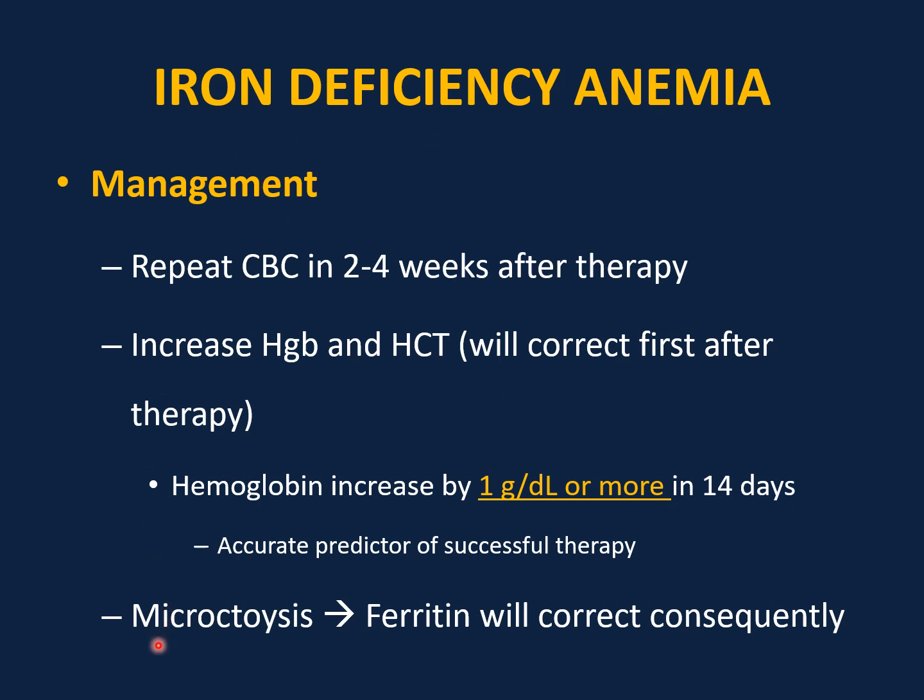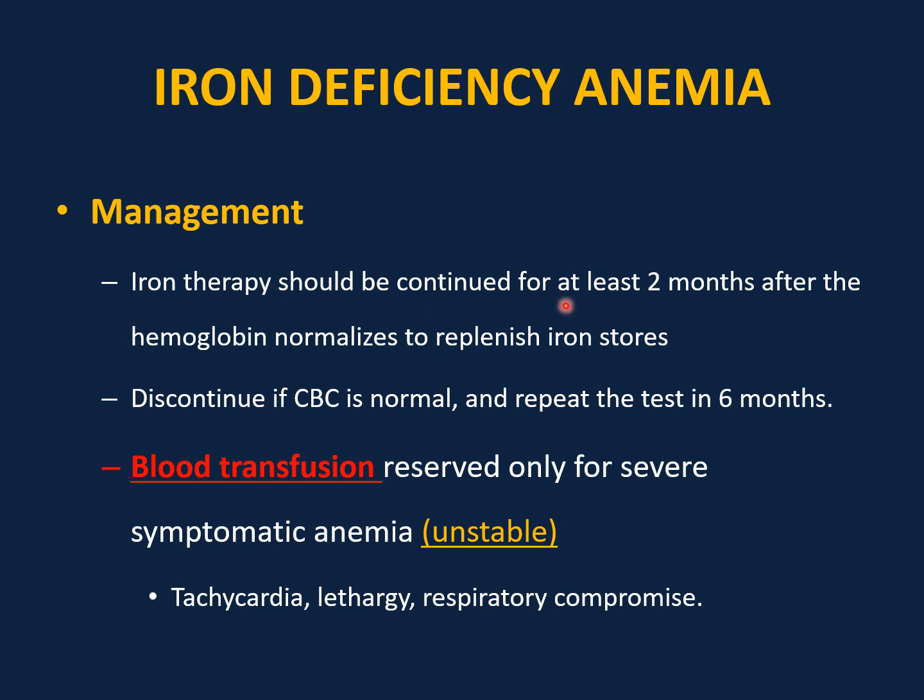The next thing we'll correct in the CBC is microcytosis. This will be followed by the correction of serum ferritin. Iron therapy should be continued for at least 2 months after the hemoglobin normalized, to replenish the iron stores. Discontinue when the CBC is normal and repeat the test in 6 months.